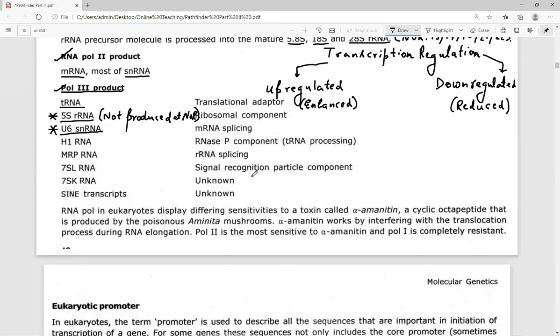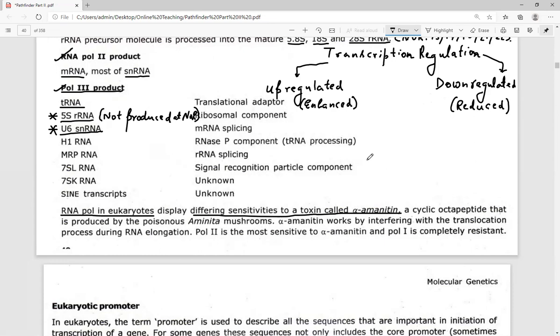Now, we must also know that RNA polymerases found in eukaryotes differ significantly from each other on the basis of sensitivity to a chemical referred to as alpha amanitin. Alpha amanitin is obtained from a fungus referred to as Amanita phalloides. So that Amanita phalloides fungus is responsible for the same.